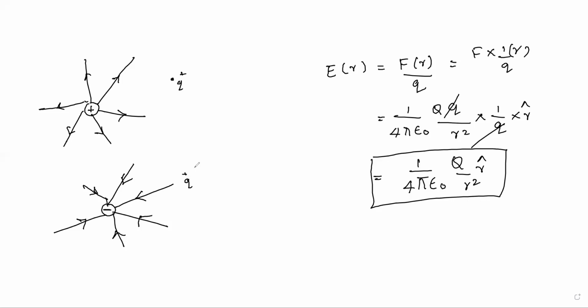Regarding the remaining concepts of electric field, we'll study them in the next class. So today we got to know about the expression for electric field using Coulomb's law. What is the expression for electric field? That is 1 by 4 pi epsilon naught Q by r square into r hat.